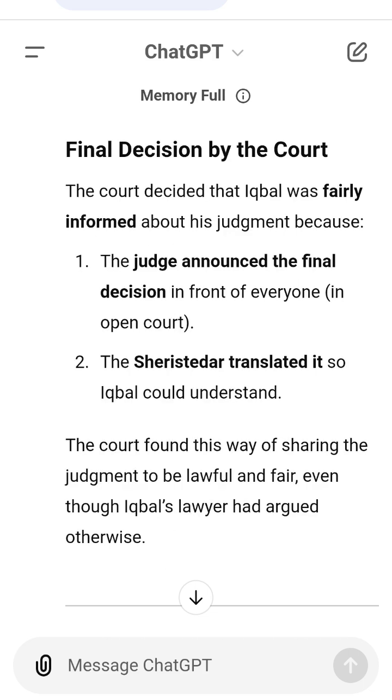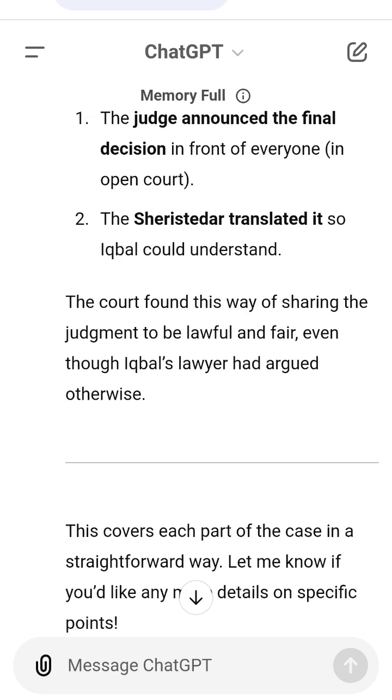7. Why the court thought this was okay. The court explained that as long as the judge announced the judgment in open court, it was enough to consider it properly shared. The court believed that the Sheristadar was just helping to explain the main decision to Iqbal in a language he could understand.